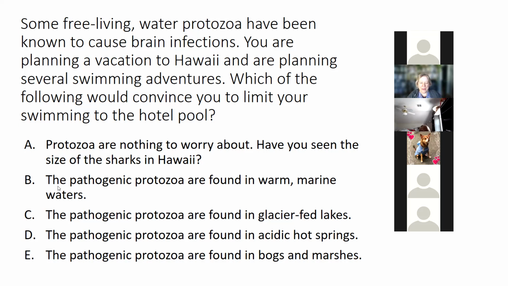Okay, most people picked pathogenic protozoa are found in warm marine waters. Okay, would that keep you out of the ocean? It'd keep me out of the ocean. Okay, so if you picked either C, D, or E, I would not consider that a correct answer, because if we found the protozoa in glacier fed lakes, that would keep me out of swimming in this area. But so far as I know, Hawaii doesn't have glaciers. But if you didn't know that, there are some islands in the tropics that have glaciers. Hawaii just isn't one of them.